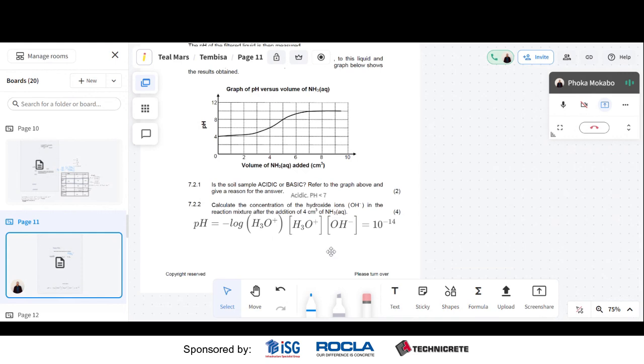So to start things off, after 4 centimeters cubed of NH3 is added, we're looking at that. Basically, we are looking at a pH of 6. Each gradient in this case is a value of 2 from the previous gradient. So therefore, at this point, you're looking at 6.